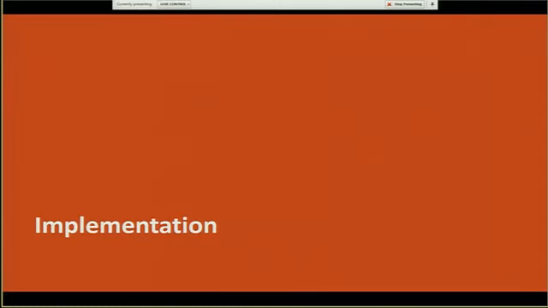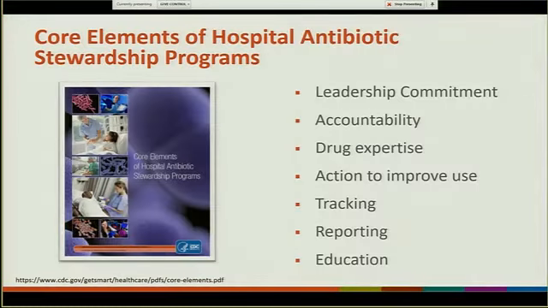Implementation, next slide. We released the CDC Core Elements for Hospital Antibiotic Stewardship Programs in January 2014, and most of you are familiar with the elements: leadership commitment, accountability, drug expertise, action to improve use, tracking, reporting, and education. Next slide.